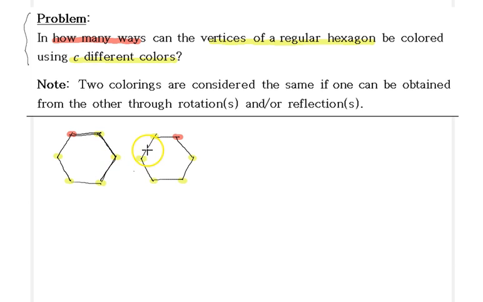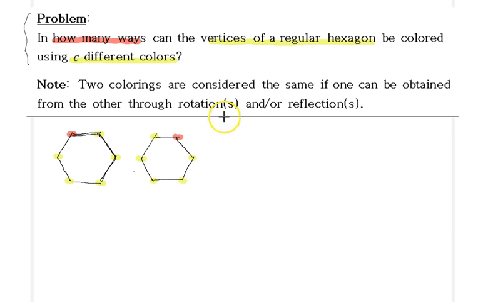They are not different colorings because we can obtain the coloring on the right side by simply rotating the coloring on the left side by a 60-degree rotation. So those two colorings are considered the same. We do not want to overcount. There are 6 of these and we will just consider these as 1. So what matters for us is the number of essentially different colorings, that you cannot obtain by a rotation or reflection of another coloring.